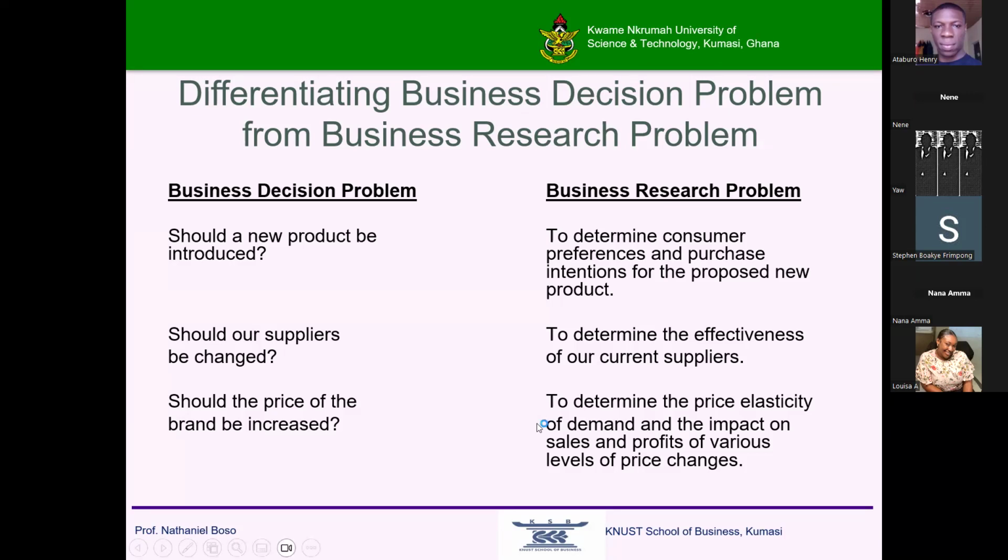So can someone also try to explain the third example here? Should the price of the brand be increased? Oh, yes, let's increase. No. But what is the basis for yes and no? How can we coin a research problem to resolve this issue? It is to determine the price elasticity of demand and the impact on sales and profit at various levels of price changes.